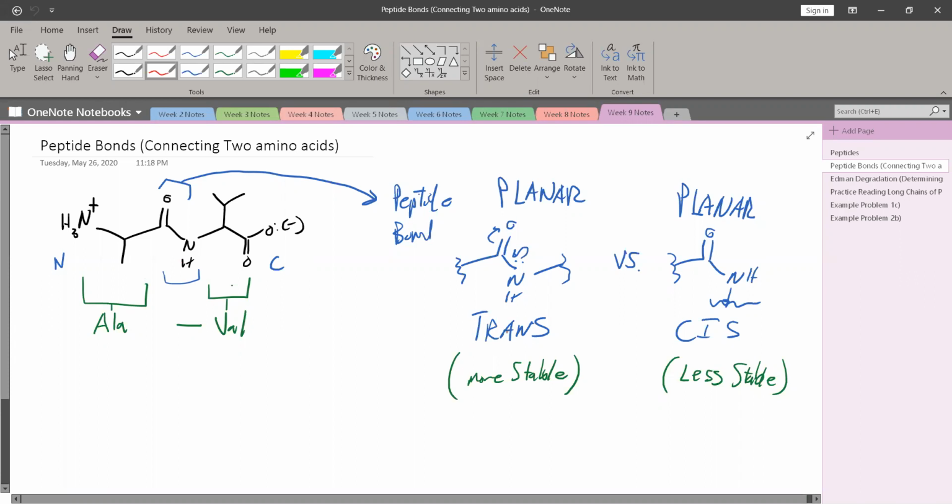In this case trans, and in the other case, cis. The trans conformation is more stable simply because the two R groups are on opposite sides. And then cis would be less stable because both R groups are on the same side. But the point is that these are both planar because this can resonate between the N and the C double bond O. And that's important in terms of backbone structure when we're talking about peptides.